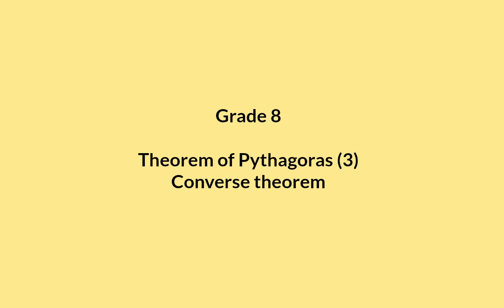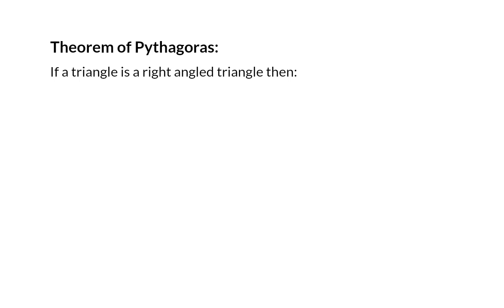In this video, we're going to have a look at the converse of the theorem of Pythagoras. The theorem of Pythagoras says that if you know that a triangle is a right-angled triangle, you can accept that the hypotenuse squared will be the same as the sum of the squares of the two shorter sides.